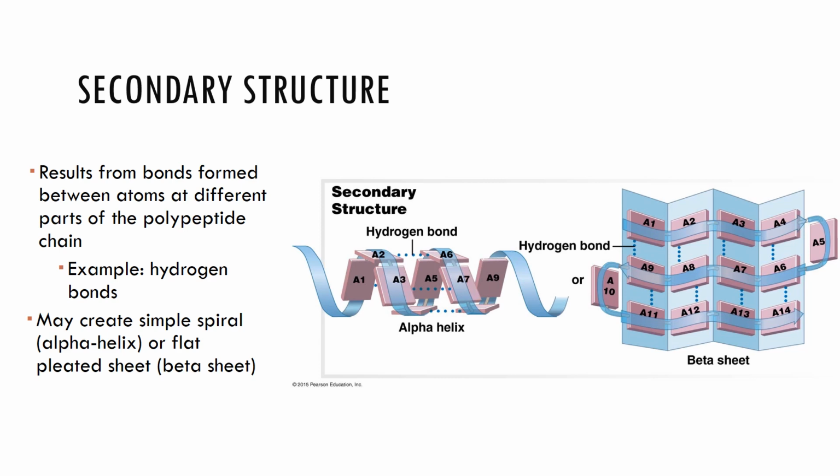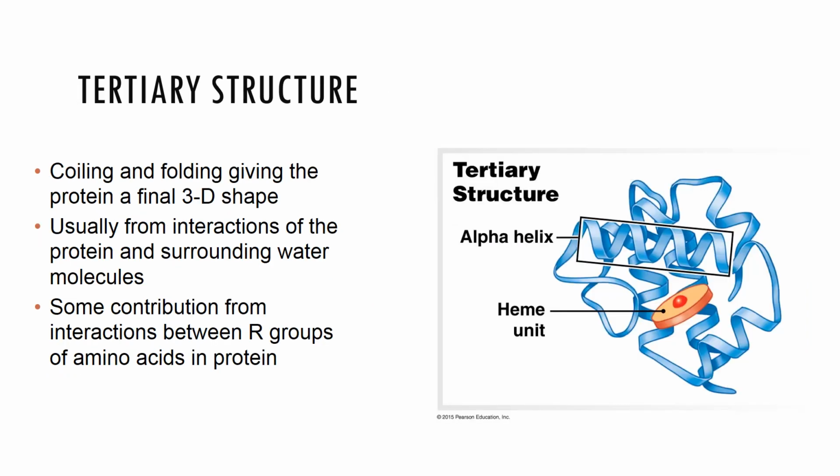The tertiary structure of a protein is when the primary structure is folded to expose certain amino acids, while other amino acids are folded to the inside. Hydrogen bonds hold this form structure together. And you can see here the unique structure, tertiary structure, showing the alpha helixes and the heme unit. So this would be one part of a hemoglobin molecule.